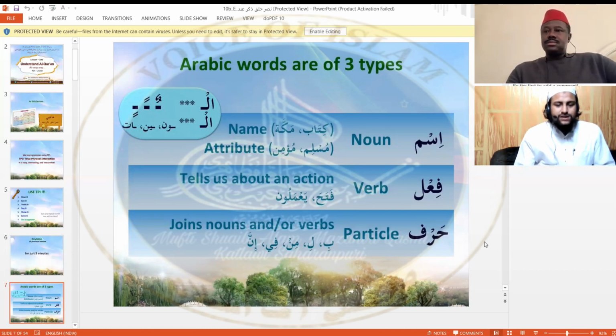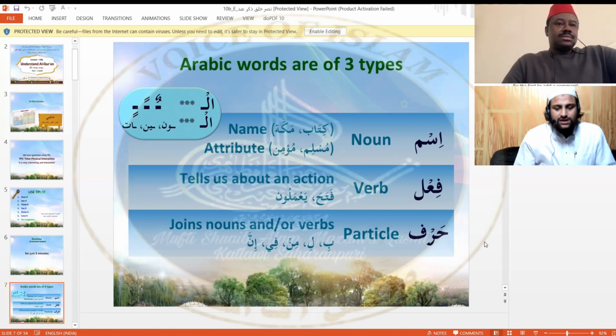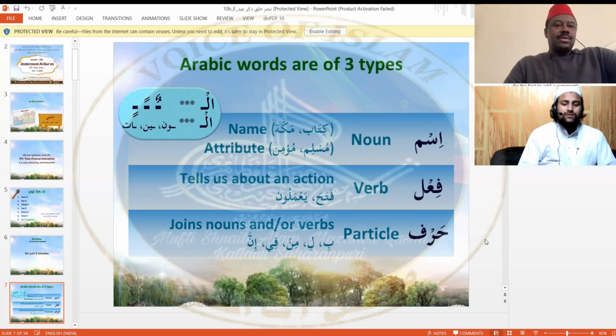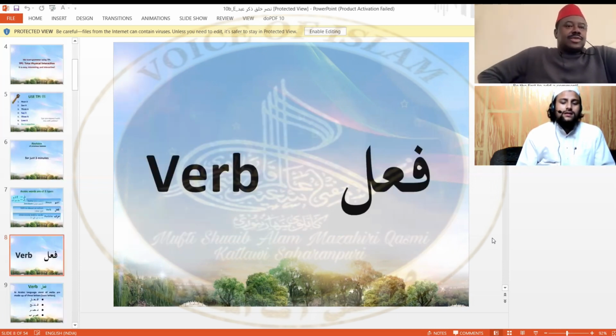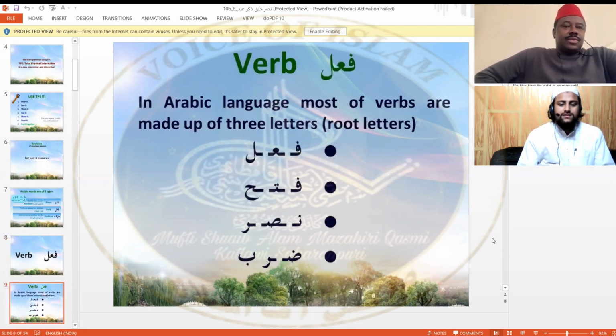Revision of previous lessons for 30 minutes. Let's have a look. Arabic words are of three types. You remember: noun, like name and attributes; verb; and particle. So ism, fi'il, harf. Noun, ism. Verb, fi'il. Particle, harf. And the signs of a noun are dhammatain, fathatain, kasratain, and al at the beginning, and un, in, at the end of plural. Verb means fi'il.